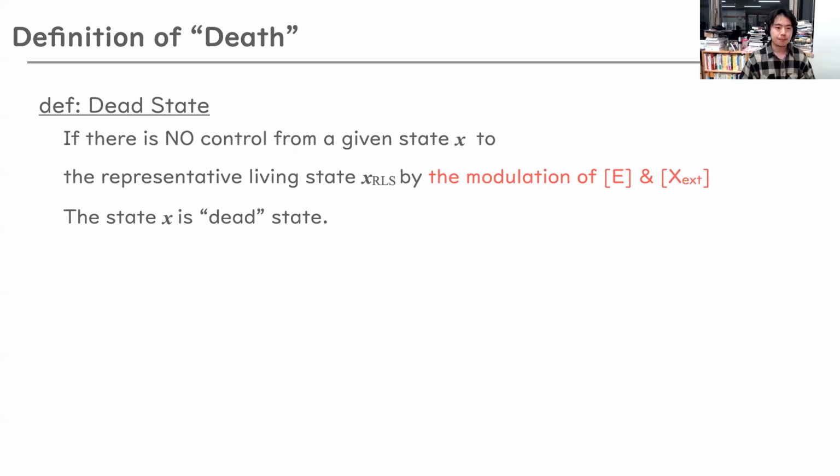So then our proposal of a definition of cell death is the following. Suppose that we have one, not necessarily one, a few points that are the reference of the living state that we call the representative living state. Then if you want to judge whether your given state X is living or not, you should check if there's control from your state X to the reference state of living, the representative living state, by modulating the enzyme concentration, which might be controlled by the gene expression level by cells themselves, right? And also the external concentration of metabolite, which is something we can control. If there's no control to bring the system X back to the referential state of living, then we call this state X a dead state.